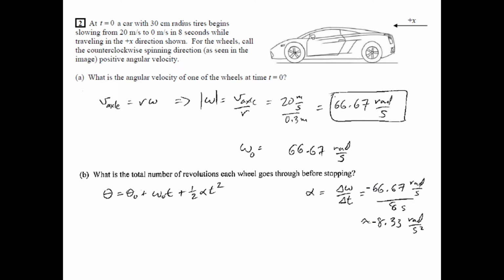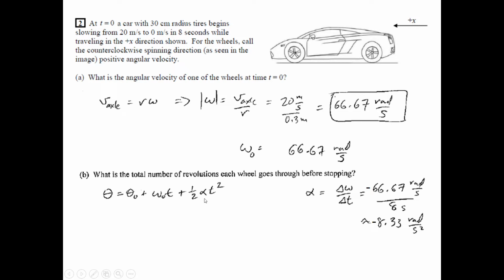Our alpha we can get from the definition of alpha. If alpha is constant, the average alpha is equal to the instantaneous alpha, and average alpha is delta omega over delta t. Omega final is 0, and omega initial is 66.7. So omega final minus omega initial is minus 66.67, and delta t is 8 seconds. That's how long it takes to make that change. So that's our alpha in this coordinate system where counterclockwise is positive.